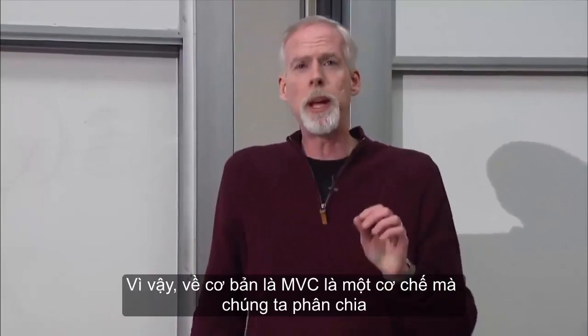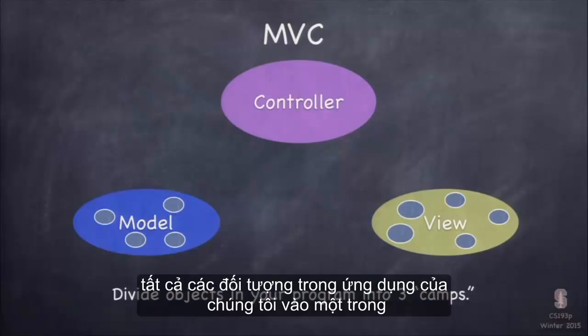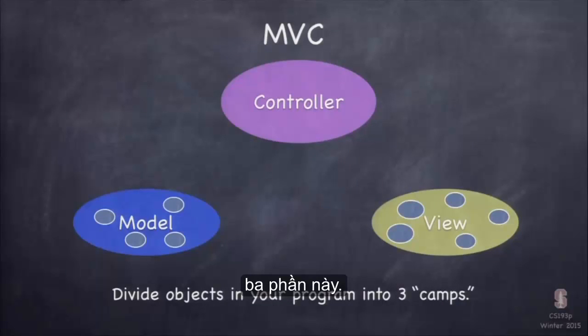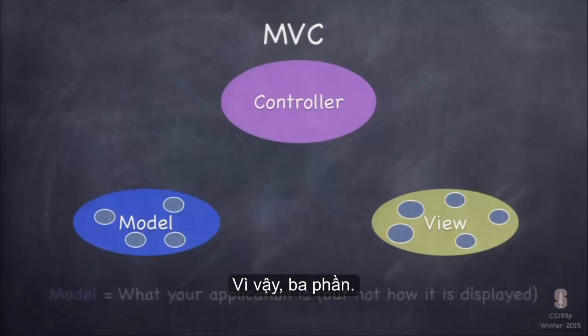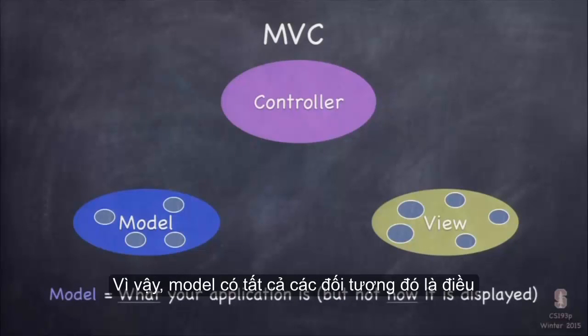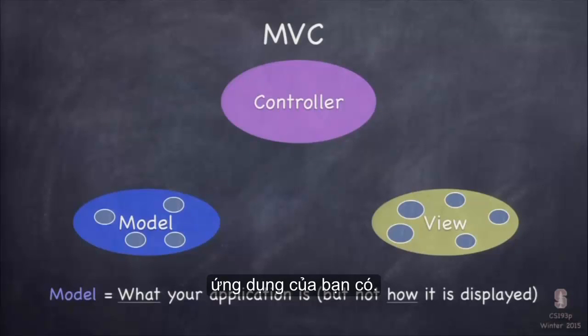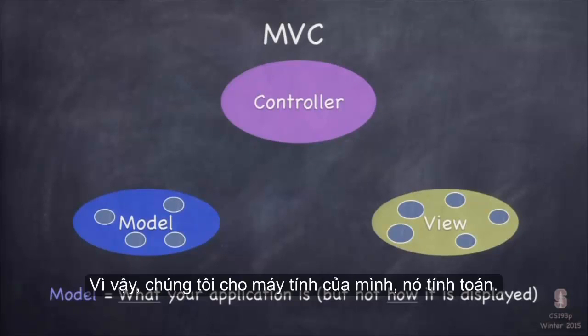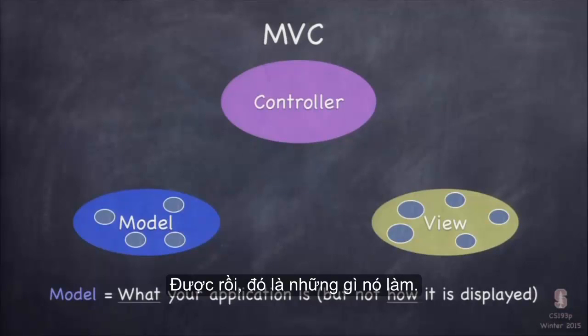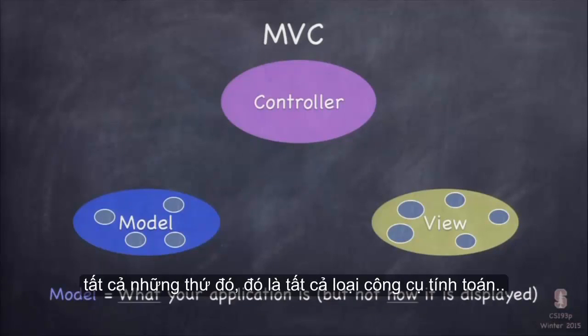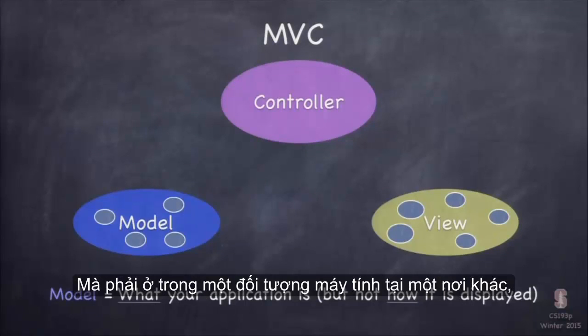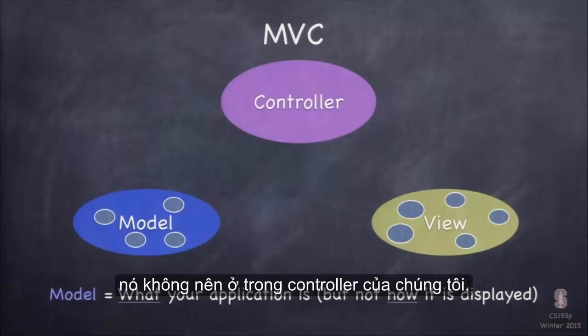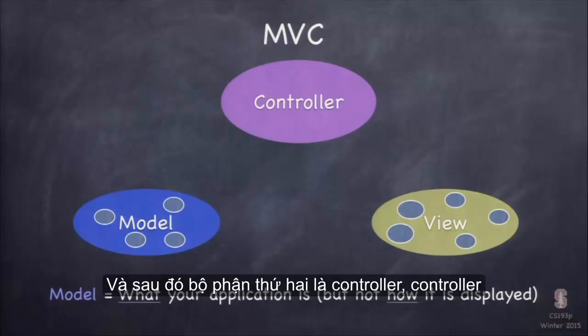So MVC is basically a mechanism where we divide up all the objects in our application into one of these 3 camps. On the left there you see the model. The model camp is going to be all the objects that are what your application does. So for our calculator, it calculates. That's what it does. So all the parts where we're performing operations and all that stuff, that's all calculator stuff. That should be in a calculator object somewhere else. It shouldn't be in our controller.